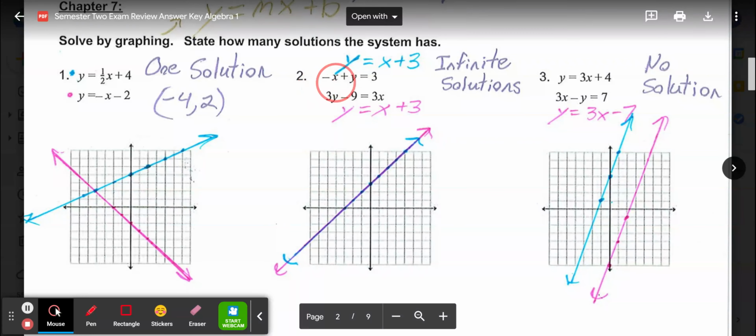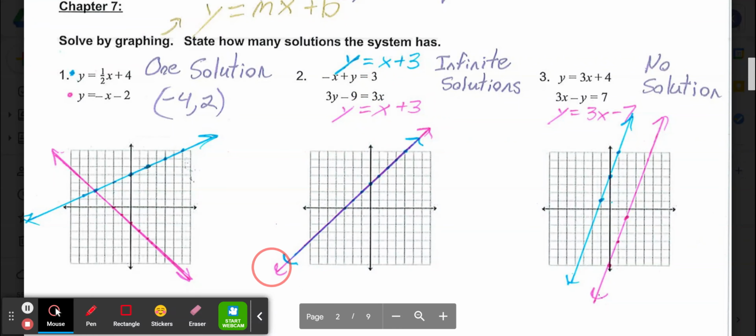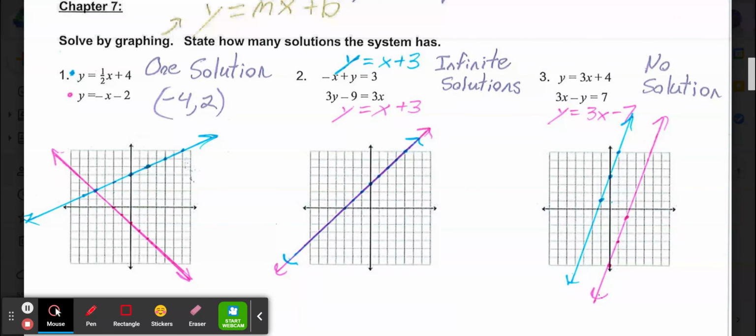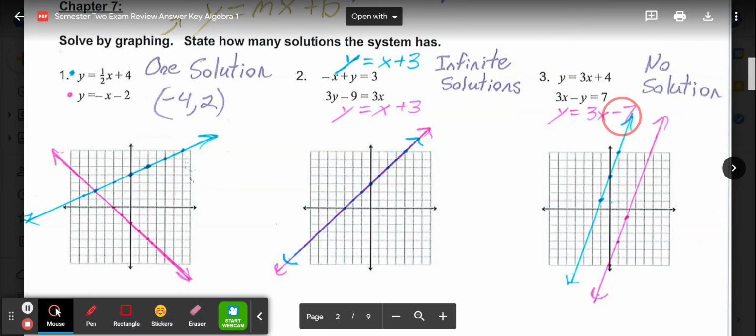In number 2, I rewrote both equations in slope-intercept form. Both are y equals x plus 3. So that means we end up with the same exact line, telling me we have infinite solutions. And then in 3, rewrote the bottom equation into slope-intercept to get y equals 3x minus 7. Graph both lines, same slope, different y-intercept, meaning they're parallel, so they will never cross, so there is no solution.